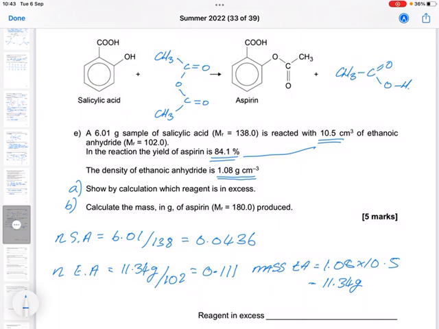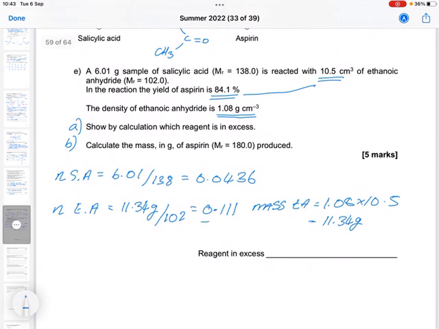So this is a 1-to-1 ratio here, so it's as simple as just looking at which one I have the most of. So I have more ethanoic acid than salicylic acid, so the reagent that is in excess is the ethanoic anhydride. Okay, so up to there, there's 4 marks. So 1 mark for this, 1 mark for that, 1 mark for this, and then 1 mark for getting that.